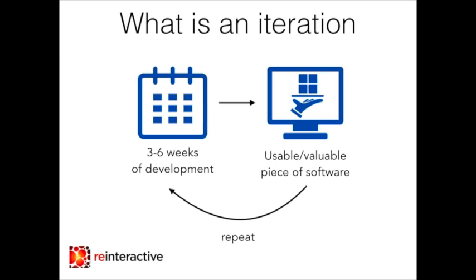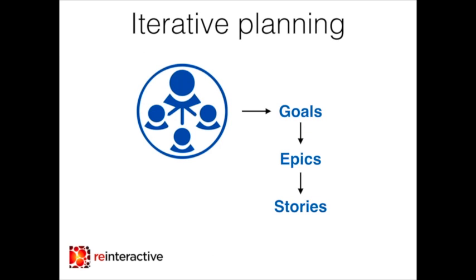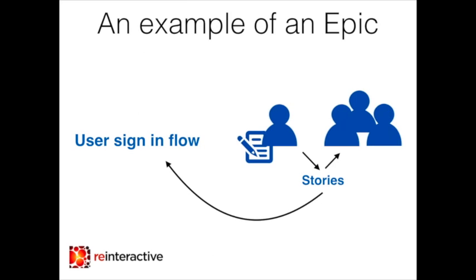So when we start the iterative process, we want to plan out an iteration, and that's where at reinteractive we get together with our project stakeholders, so that's the project owner, maybe some user representatives, some subject matter experts, and we discuss the goals of that iteration, and we document those goals in what's known as an epic. An epic is really a way to describe a larger feature. An example might be a user sign-in flow.